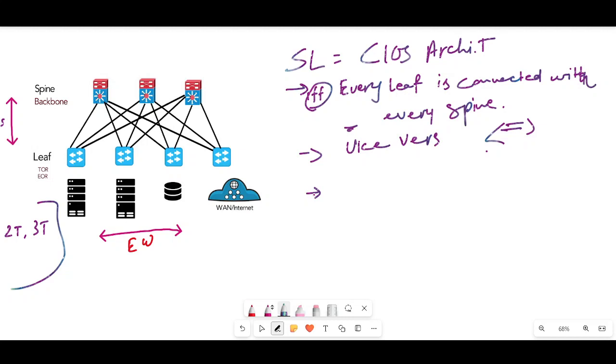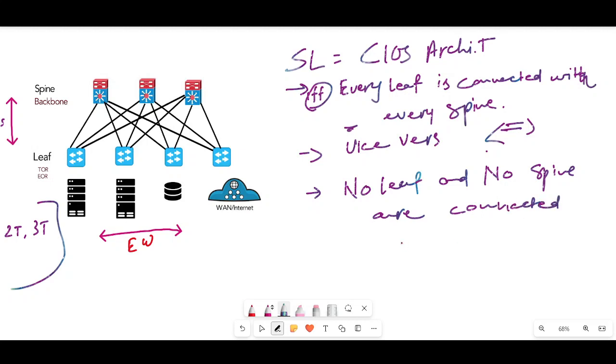Now the second point is that no leaf and no spine are connected with each other. No leaf and no spine are connected with each other. That is the point.